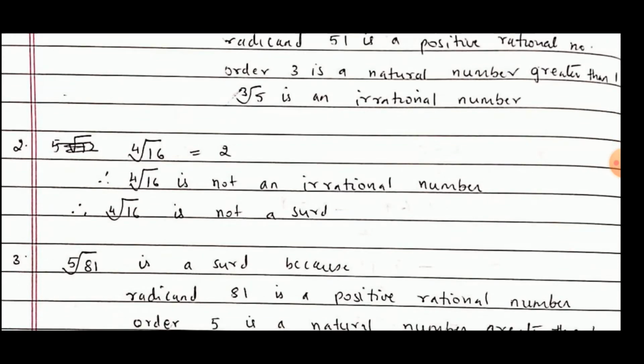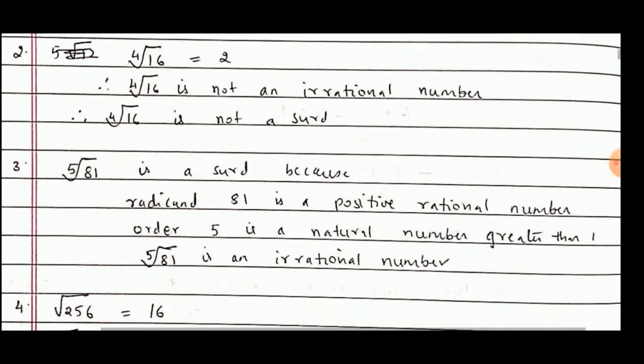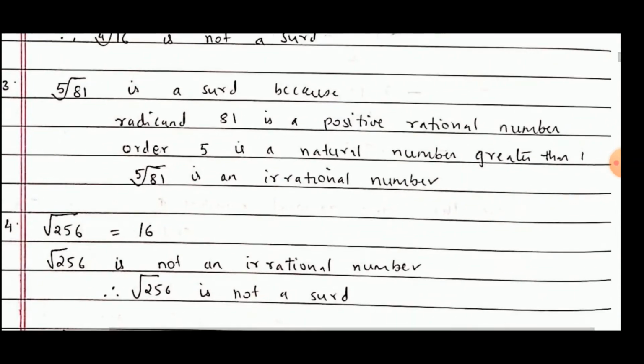Then fourth root of 16. Fourth root of 16 is 2, which is a rational number. So the third condition is not satisfied. So fourth root of 16 is not an irrational number. So fourth root of 16 is not a surd. Then fifth root of 81.